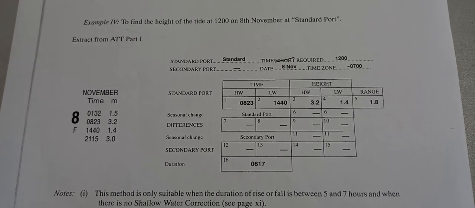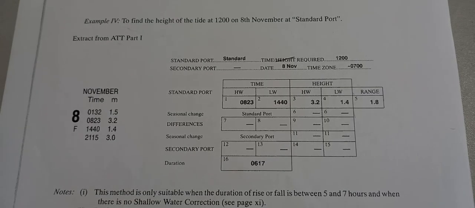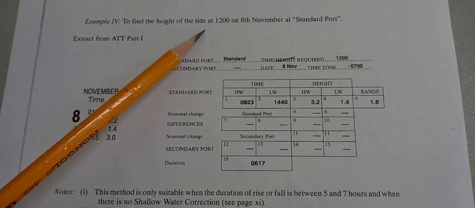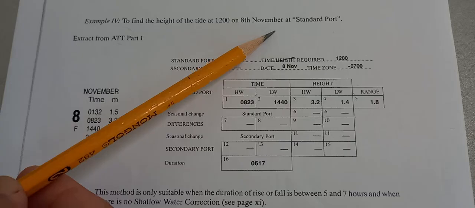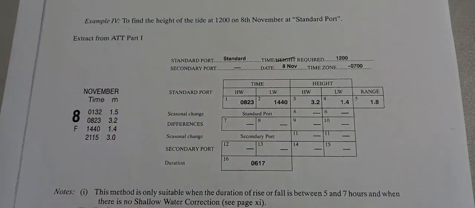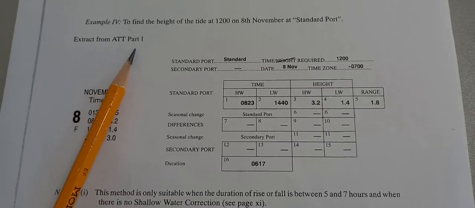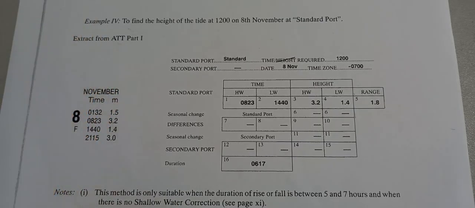Now we're going to have another example of how to compute tides, again using the Admiralty Tide Tables Part 1. Our problem here is to find the height of tide at 1200 on 8 November at Standard Port. So we need to extract again from the Admiralty Tide Tables Part 1 to fill up the tidal prediction form.